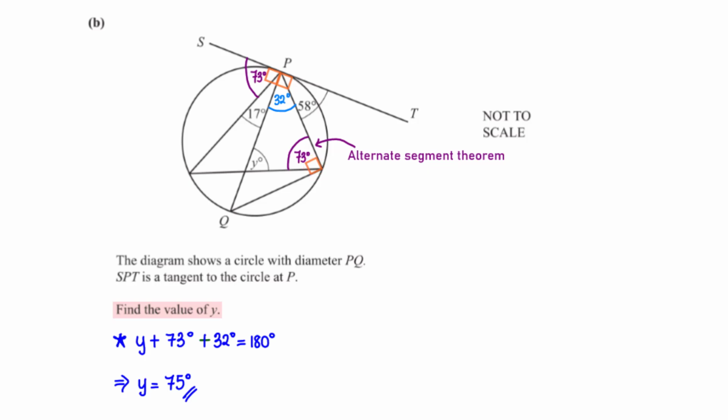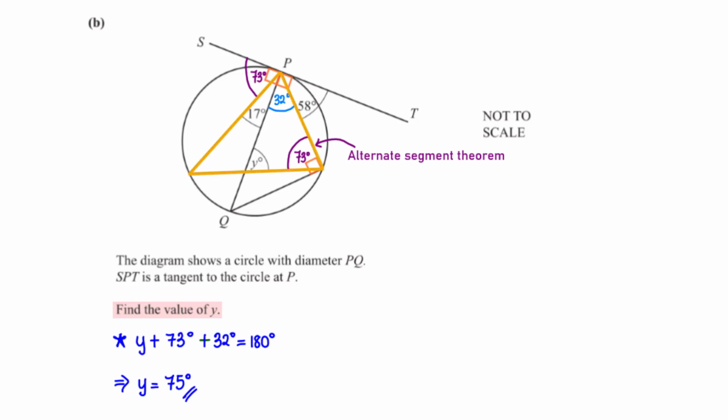We also see that each of these angles is 90 degrees because the angle formed between a diameter and a tangent should be equal. If this angle is 17 degrees, then when we subtract 17 from 90, we get this angle as 73 degrees. And if this angle is 58 degrees, then when we subtract 58 from 90, we get this angle as 32 degrees.